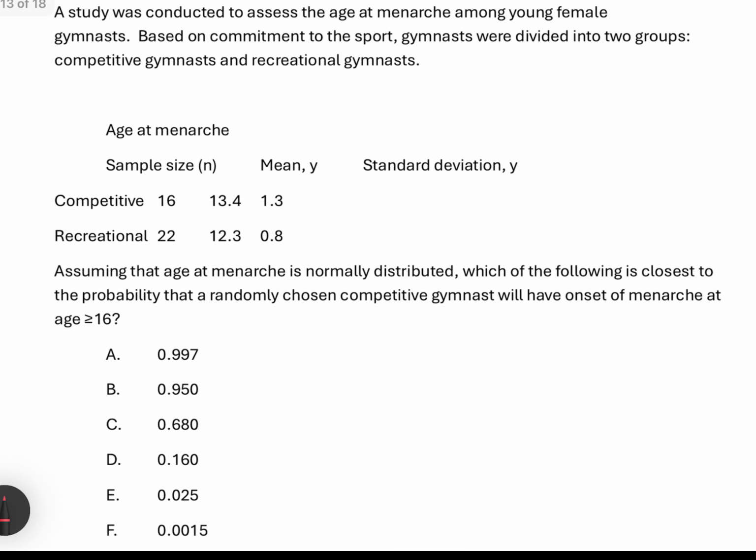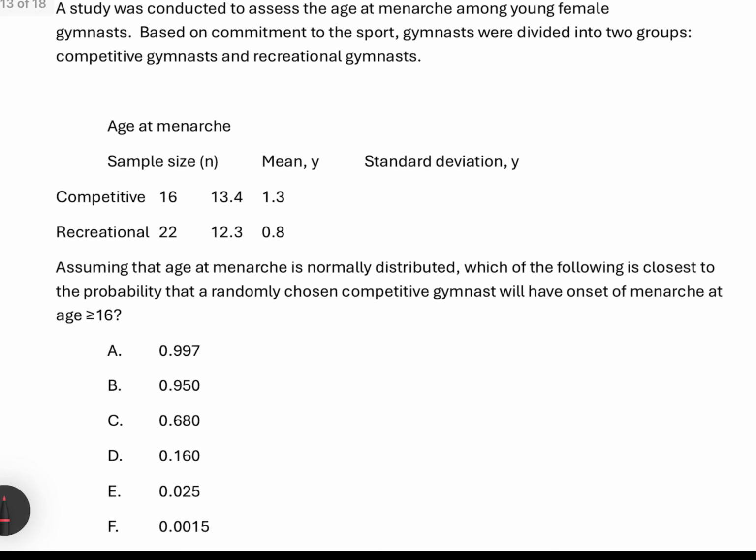Now we are moving to our next question. The next question is about standard deviation and biostatistics.